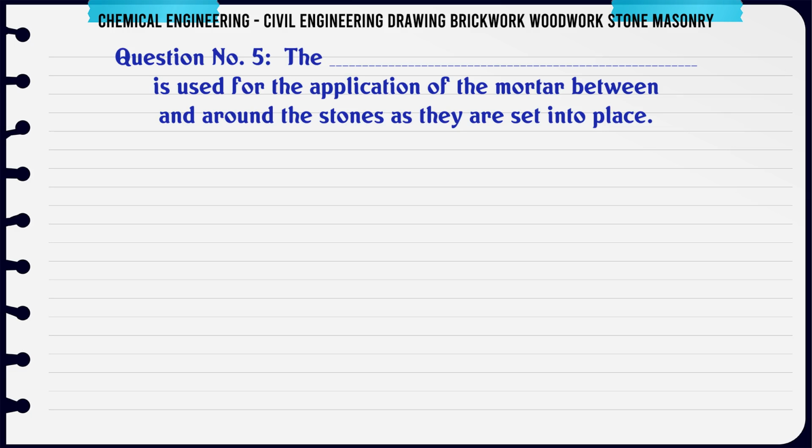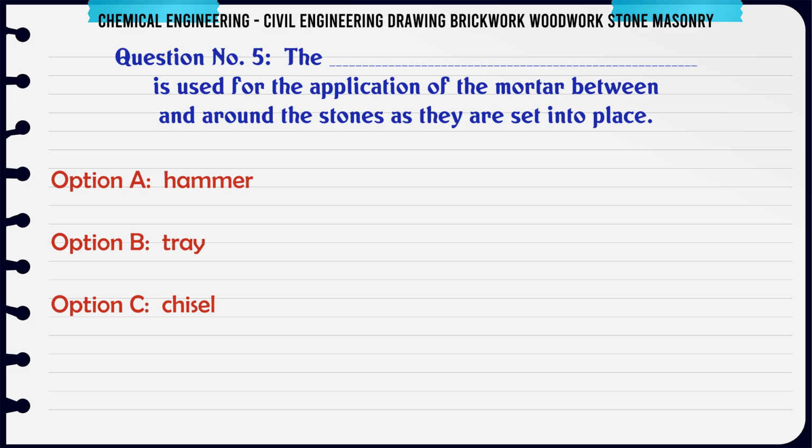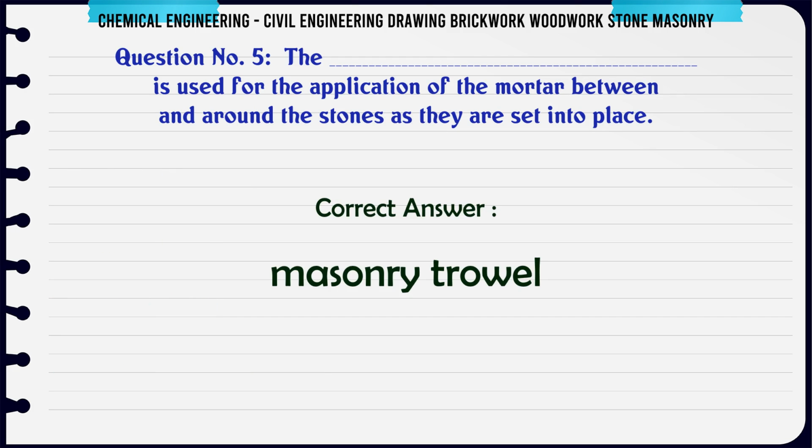A ___ is used for the application of the mortar between and around the stones as they are set into place. A. Hammer. B. Tray. C. Chisel. D. Masonry trowel. The correct answer is masonry trowel.